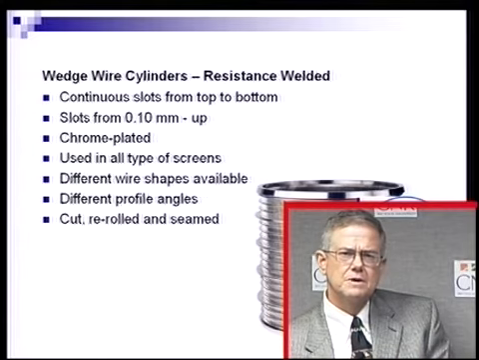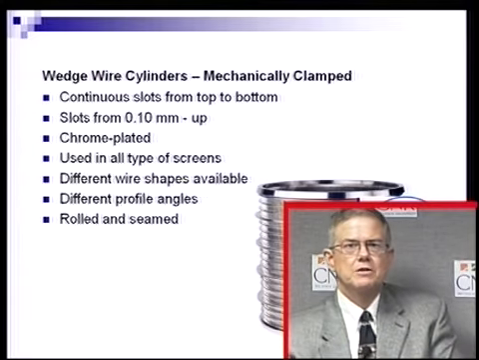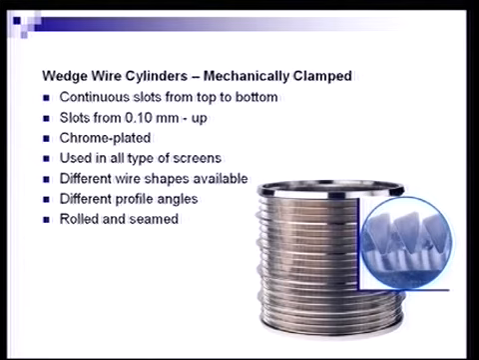In order to overcome the fragility issue, we went with mechanically clamped. Now I apologize for the illustration here, I couldn't find a good picture, but what I really wanted to illustrate was that the wires in this mechanically clamped version have a small bulb that is extruded into the end of the wire so that they are held mechanically. When we roll the basket together and seam it, there is no welding required. And by eliminating that resistance weld, we've certainly eliminated the point of failure and increased reliability tremendously.